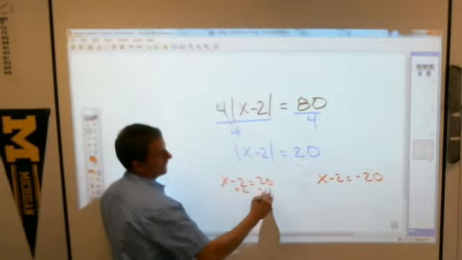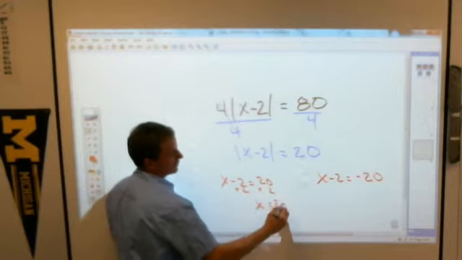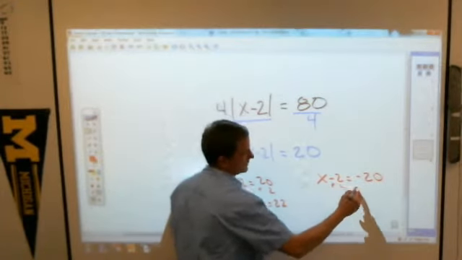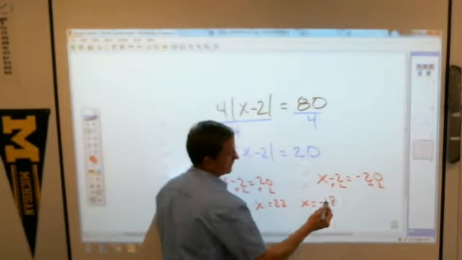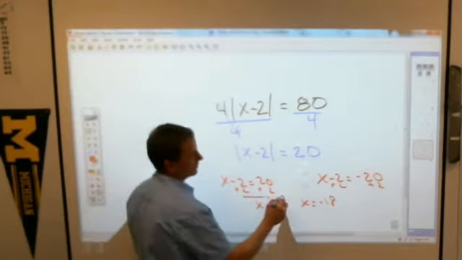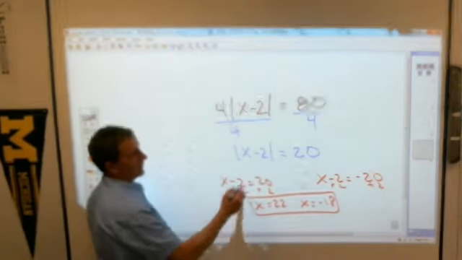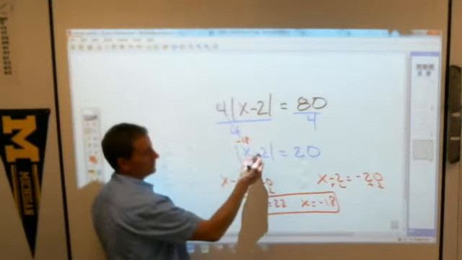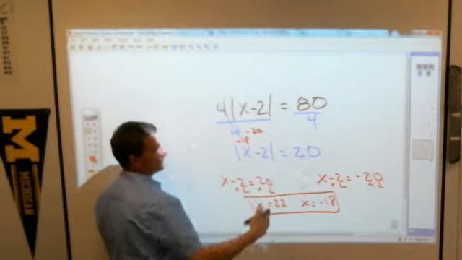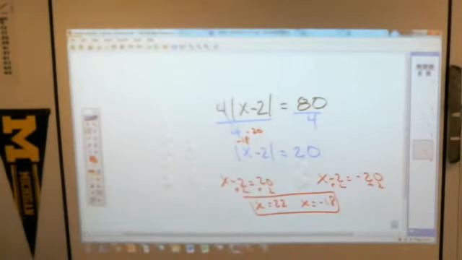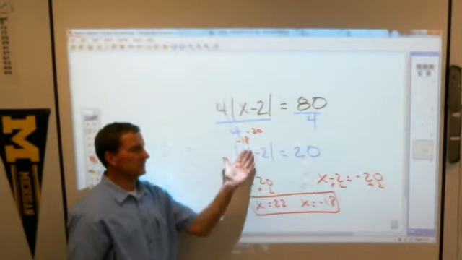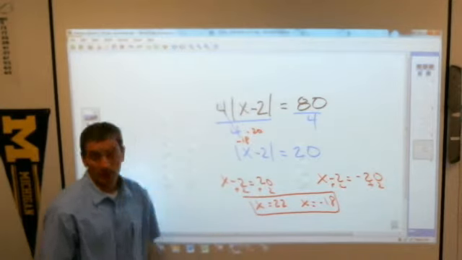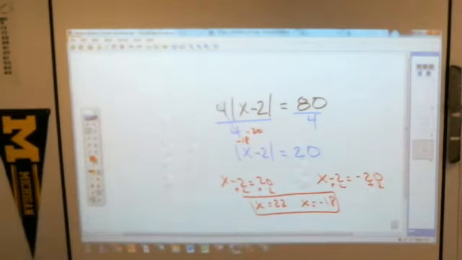You add 2, you add 2. One answer is x equals 22. The other answer is negative 18. Those are your answers. Does negative 18 work? Sure, because negative 18 minus 2 is negative 20. The absolute value is positive 20. By the way, you always think of an absolute value as a grouping symbol. That's why you would combine these numbers before you make them positive. Good point, sir. Good point, Mr. Hahn. Great.